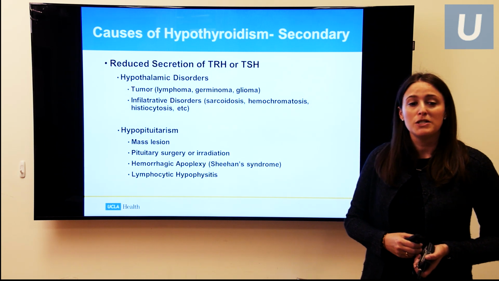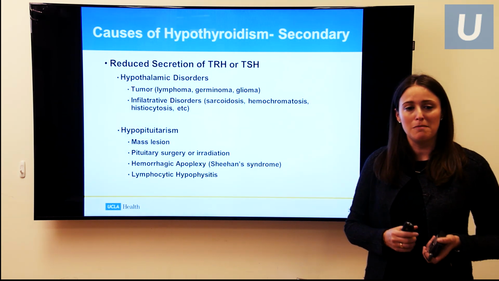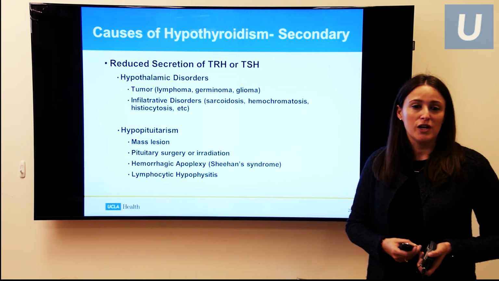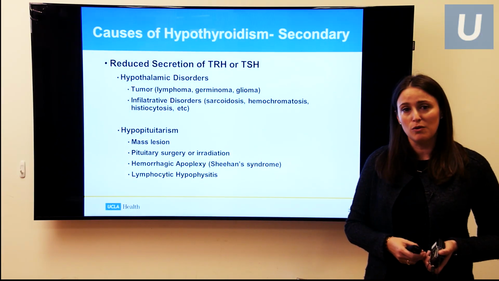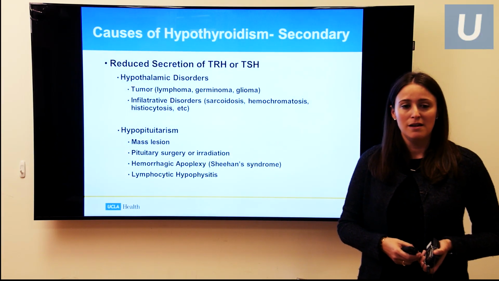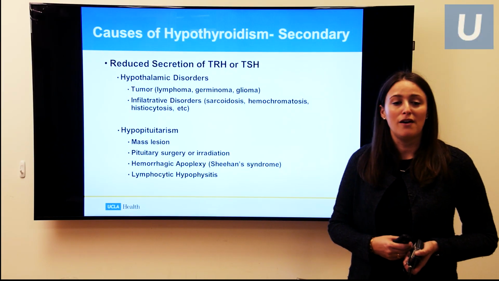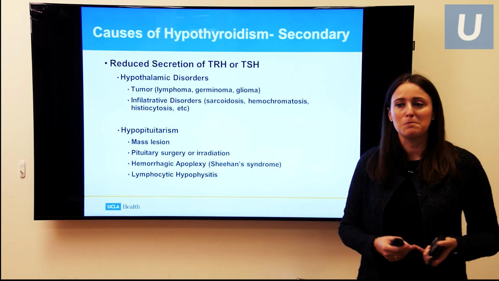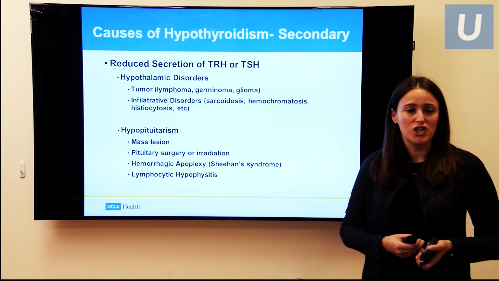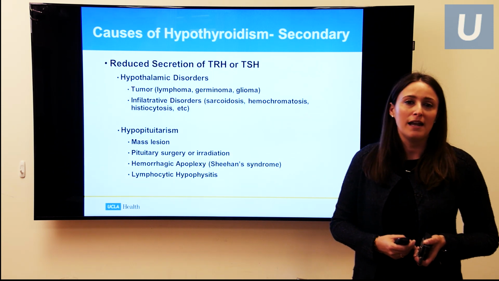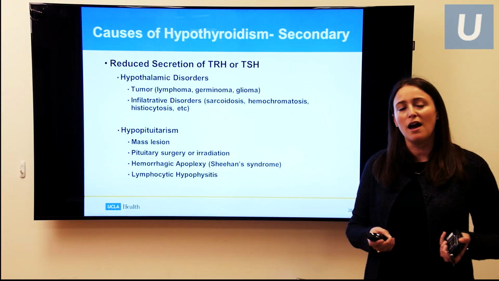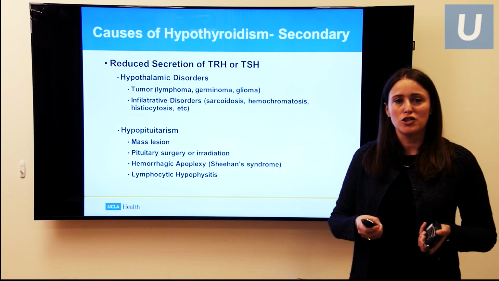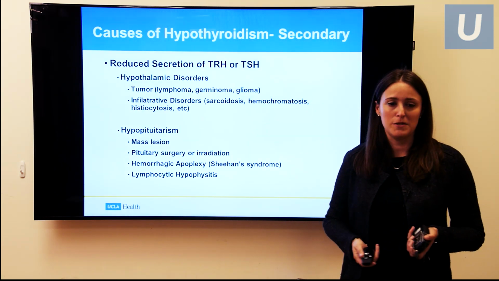And at the level of the pituitary, again, there can be tumors or mass lesions. We could have dysfunction in patients who have undergone pituitary surgery or irradiation treatment. There's a condition of hemorrhagic apoplexy, which means bleeding into the thyroid gland, called Sheehan syndrome, or an entity called lymphocytic hypophysitis, which is an inflammation of the stalk over which the hormones travel in and out of the pituitary.